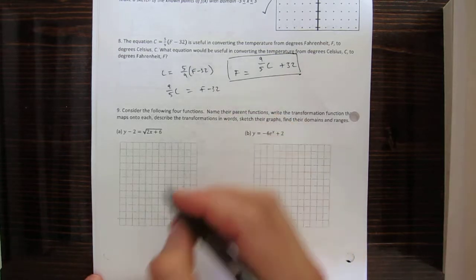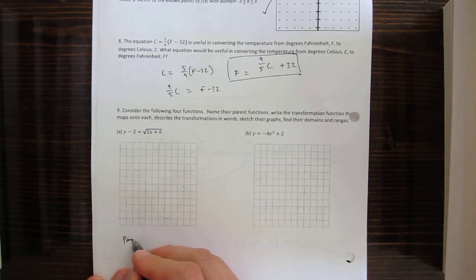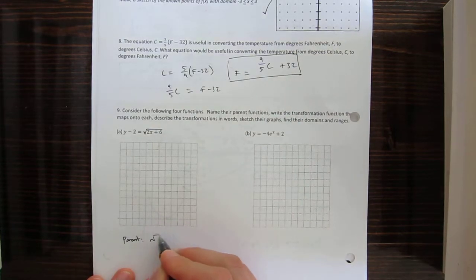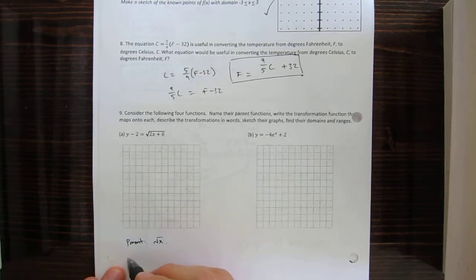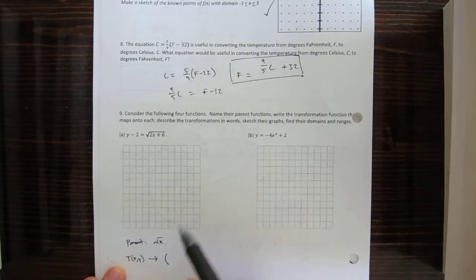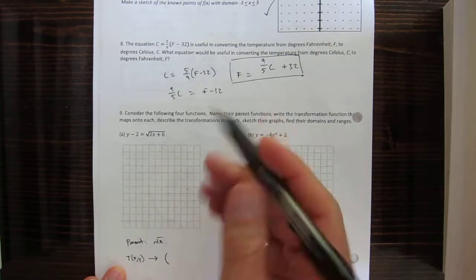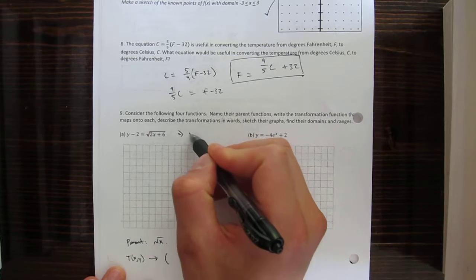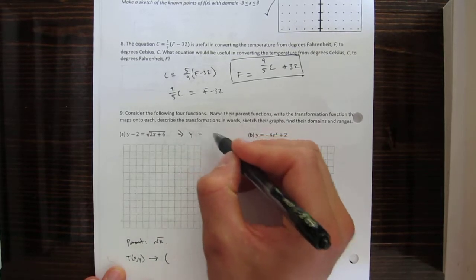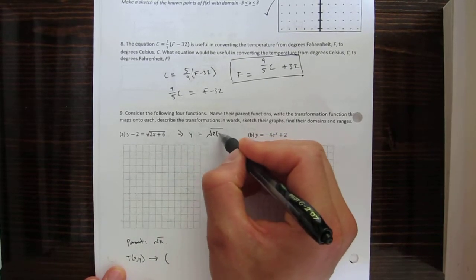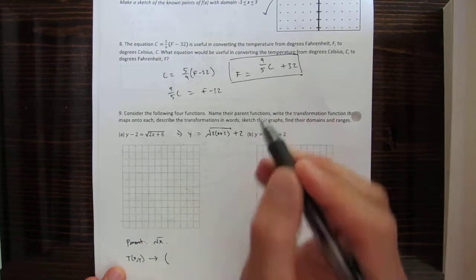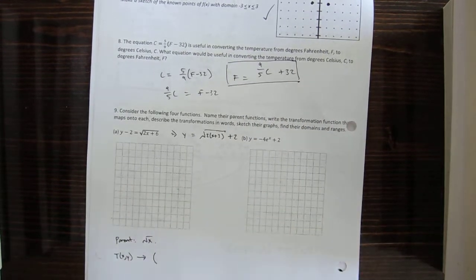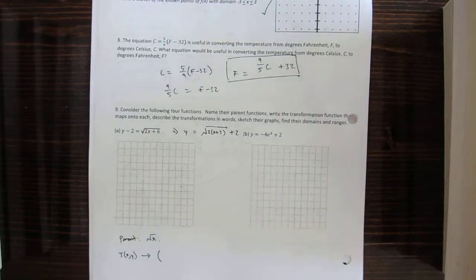Okay? Parent: root x. Transformation function. Well, it takes x and y and it sends it to, well, what's happening to x? Well, it'd be good to probably factor this. Remember that this means that y equals the square root of 2 times x plus 3, plus 2. That's probably how I would rewrite that. It's a little bit easier to understand.